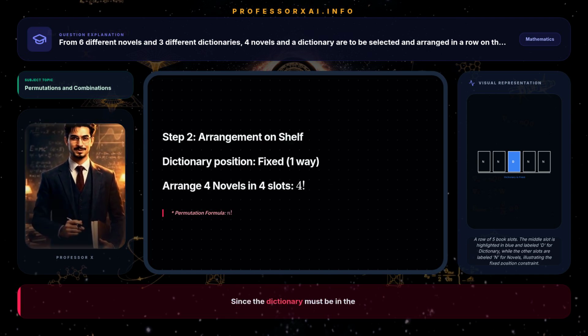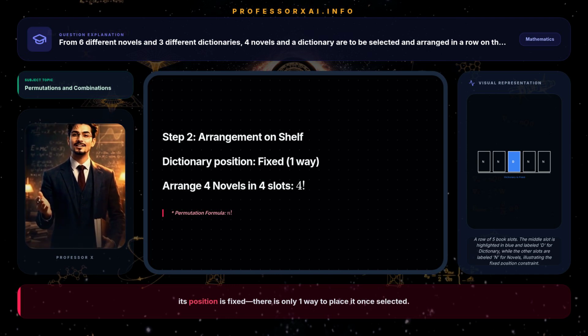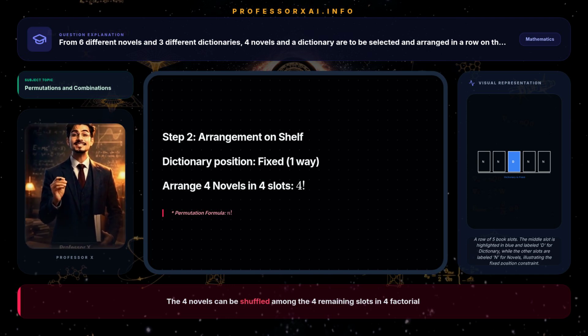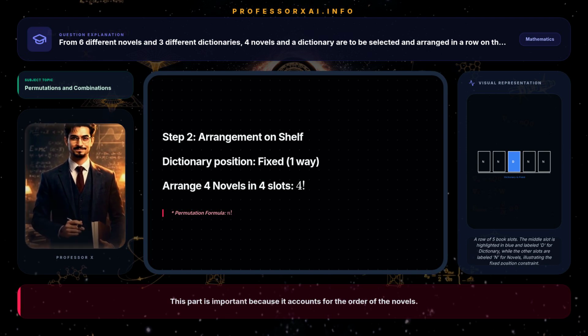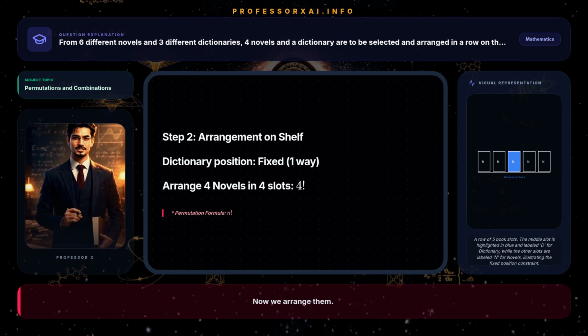Since the dictionary must be in the middle, its position is fixed. There is only one way to place it once selected. The 4 novels can be shuffled among the 4 remaining slots in 4 factorial ways, which equals 24. This part is important because it accounts for the order of the novels.